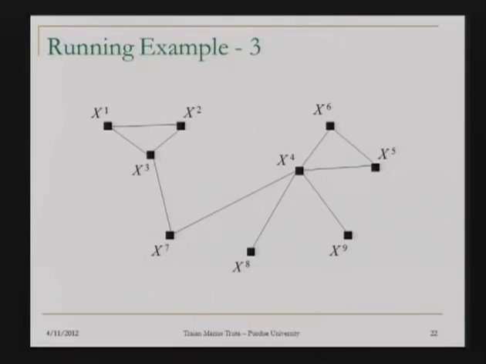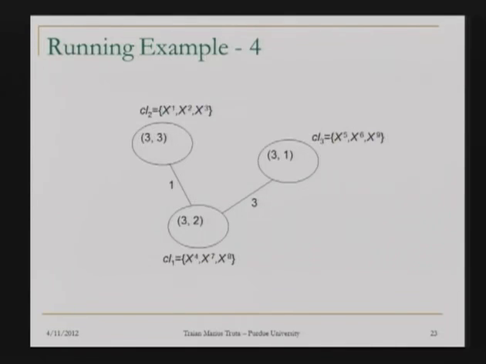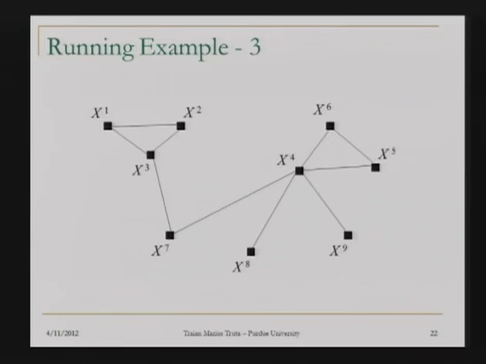So as an example, for this running example, this is the same as before. I just labeled them as x1, x2, x3, and keep going like that. If we group x1, x2, and x3 together, we will get 3, 3. If we group x4, x7, and x8, we get 3, 2. x6, x5, and x9, we get 3, 1.